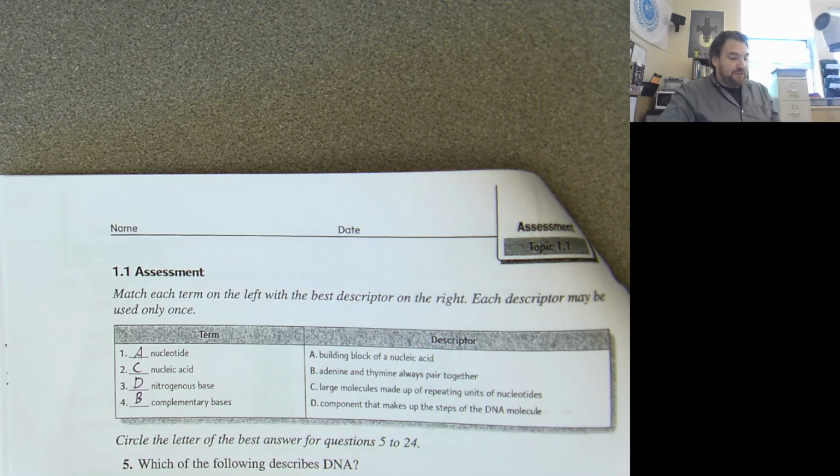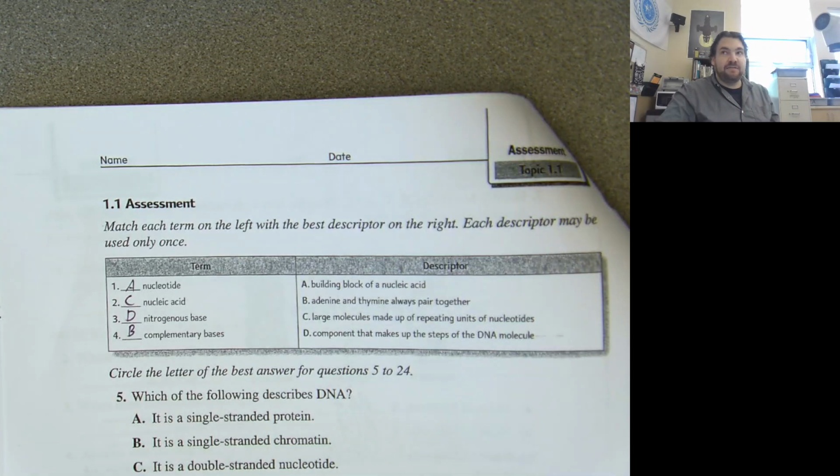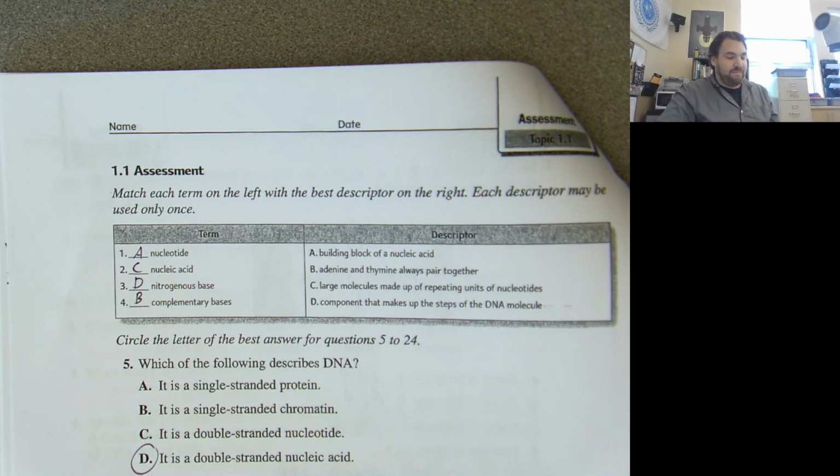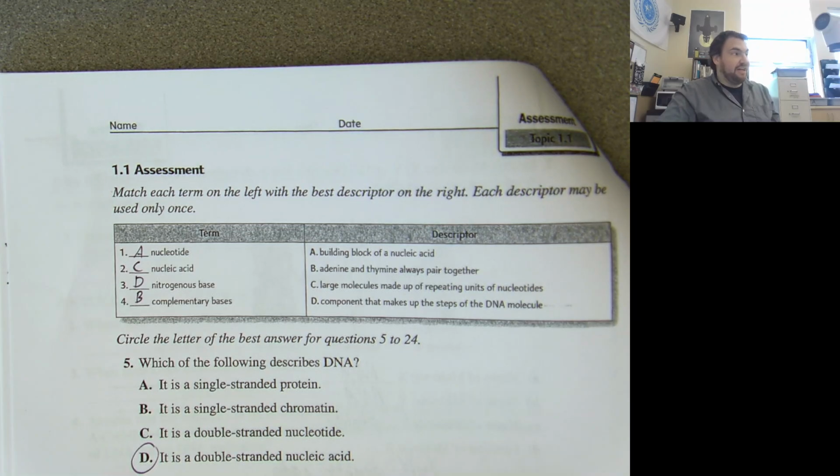Question 5, which of the following describes DNA? The answer, of course, is A, B, C, or D? It is D. It is not a double-stranded nucleotide. A nucleotide makes up the DNA. It's a double-stranded nucleic acid.